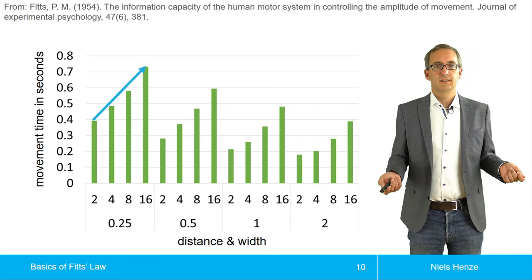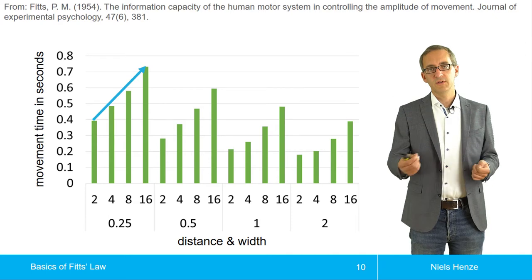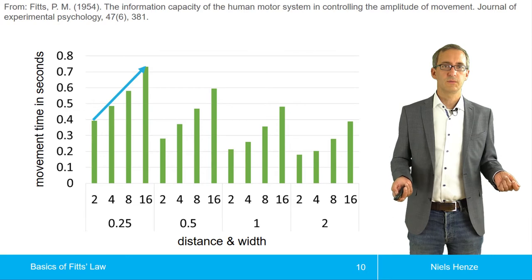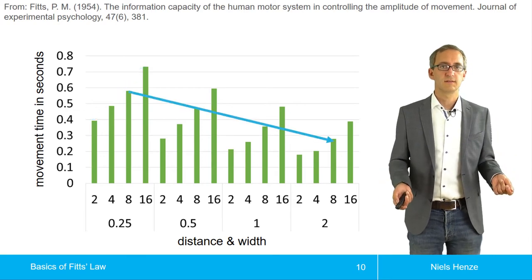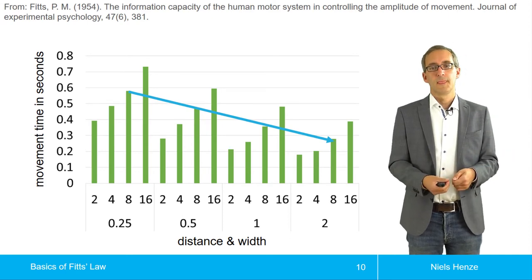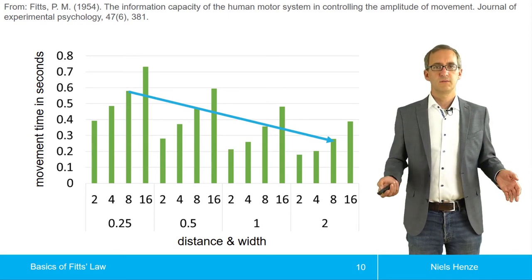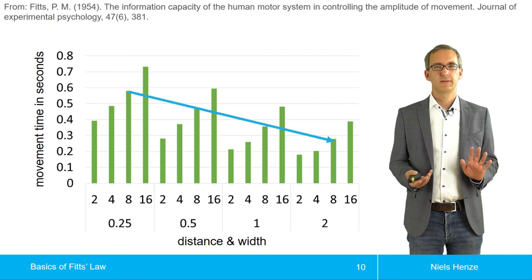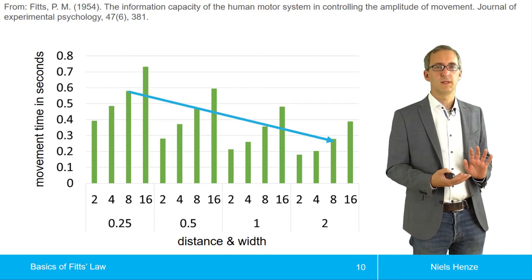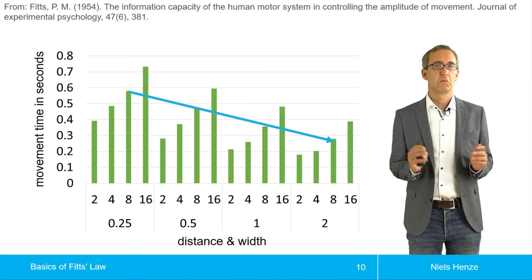What we can see is, obviously and according to our expectations, the further the target is away, the longer it takes. The other thing we can observe is that the smaller the target is, the longer it takes. Or the other way around, the larger the target, the faster the participant is. This graph follows our intuition, but it is not very helpful for making predictions, for things like what happens if the target is 21 inches away and it's 3 inches wide.